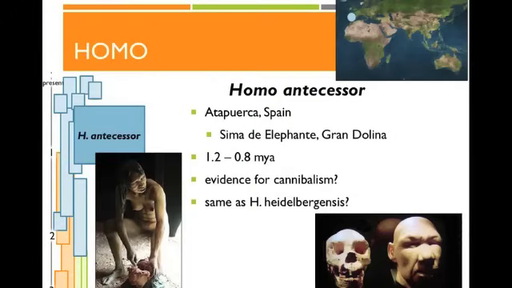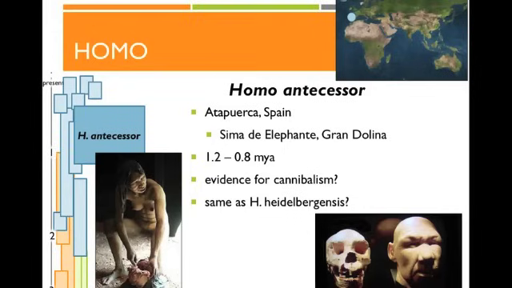So the first European species is Homo antecessor. Homo antecessor has been identified at Atapuerca, Spain, from two sites, Cima de Elefante and Grandolina, as part of this larger Atapuerca cave system. Antecessor appears to date from between 1.2 to 0.8 million years ago. And there seems to be evidence for cannibalism amongst some members of this species. So some of the fossils that have been recovered of Homo antecessor have cut marks that are similar to the cut marks you would find on an animal that had been butchered by humans to use as food.